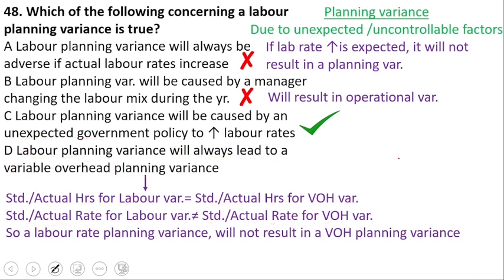No, right? So, a labor rate planning variance, say because of an unexpected government policy hiking labor rates, will not result in a variable overhead planning variance, which means that option D is also false, which means that the right answer is option C. Now moving to the next question.